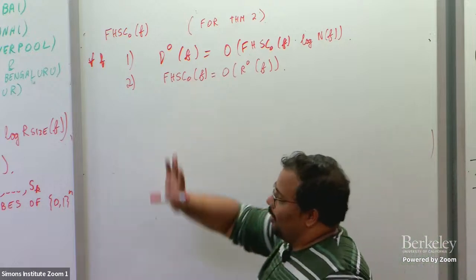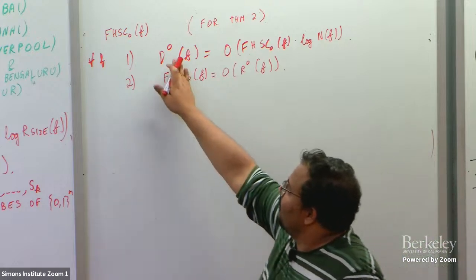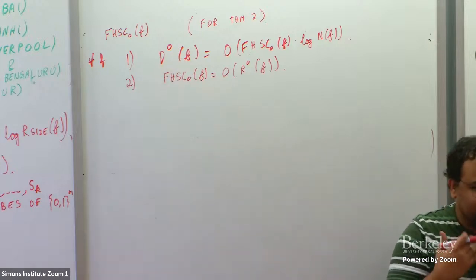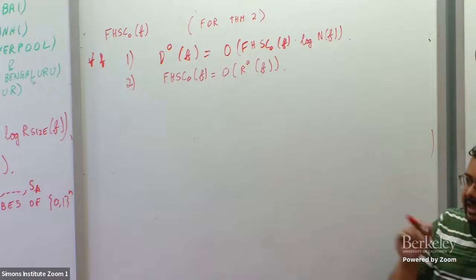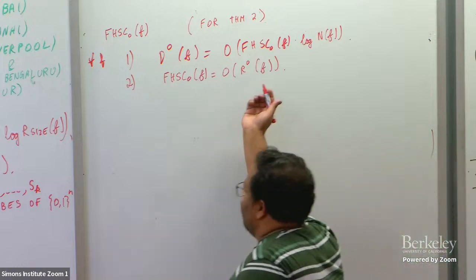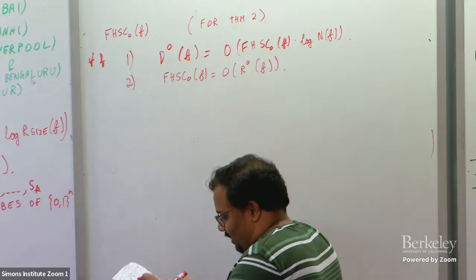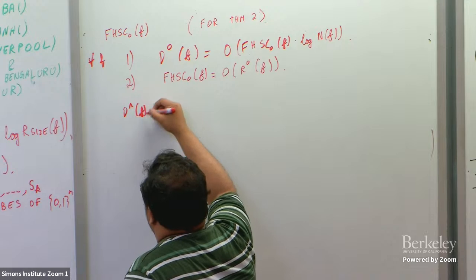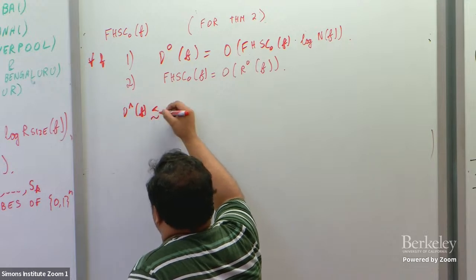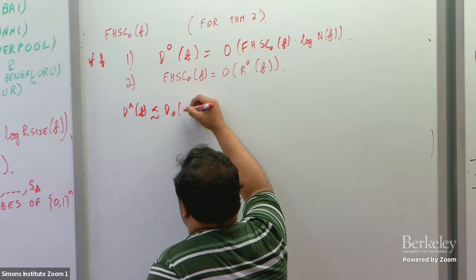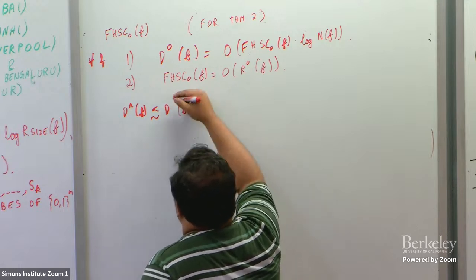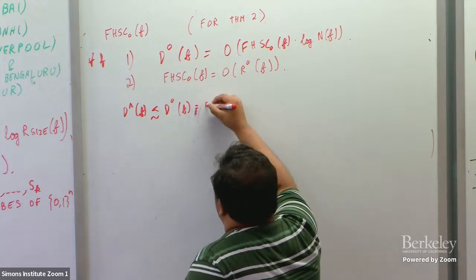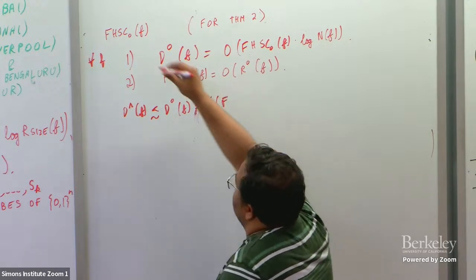It turns out that up to polylog factors, D0 of F is essentially the same as the AND decision tree complexity of F, and R0 of F is essentially the same as the randomized AND decision tree complexity of F. So we get AND of F, up to log factors, 0 of F. Sorry, 0 superscript. By 1.